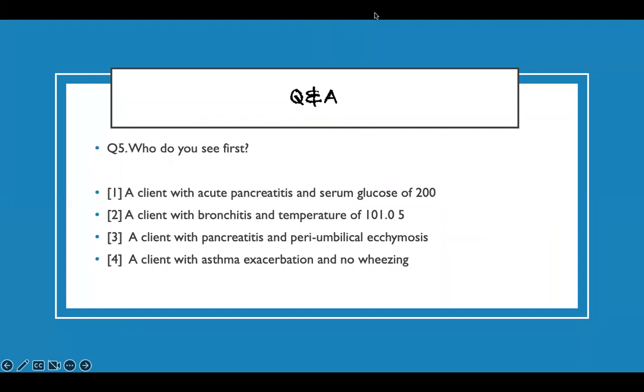Who do you see first? Multiple of them, so that you guys can get used to it.